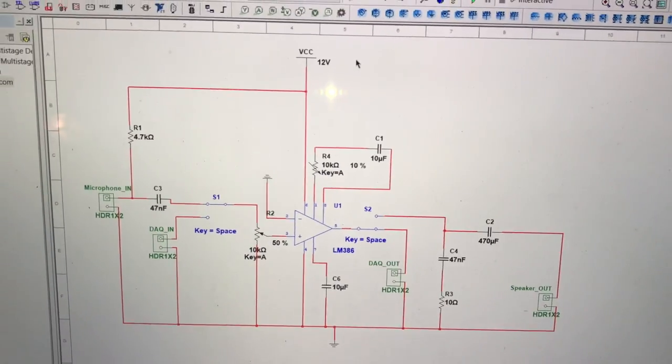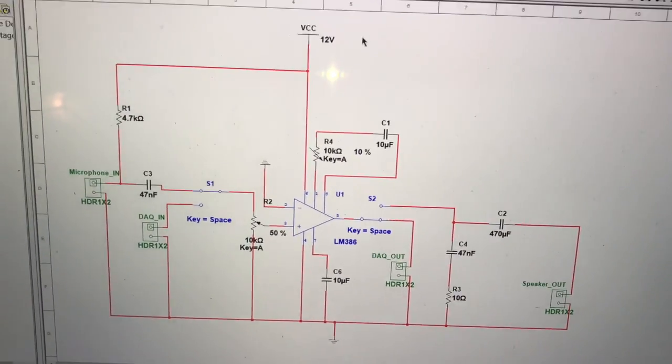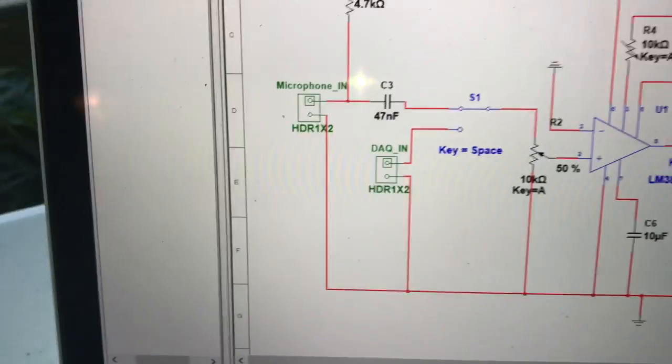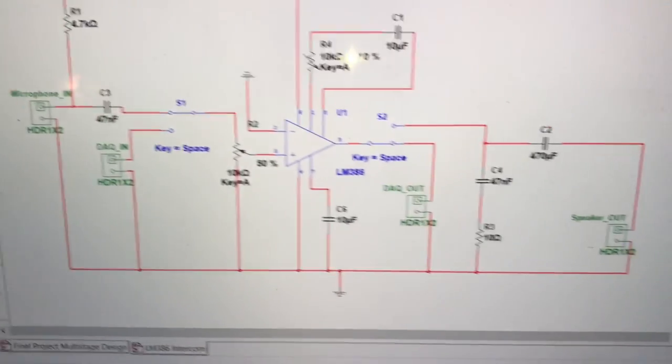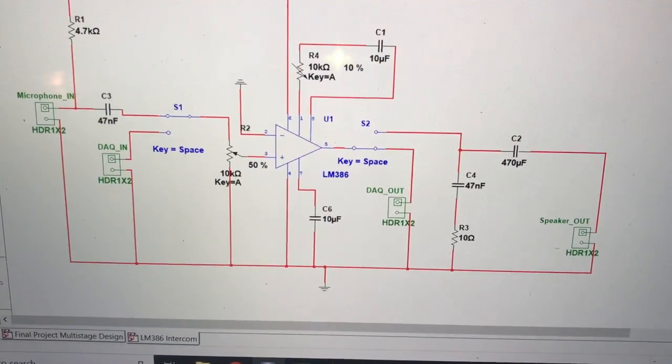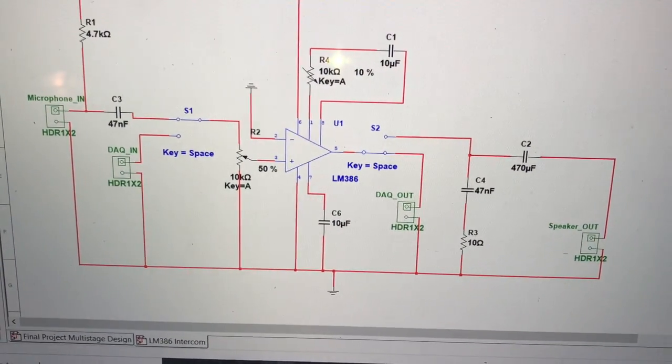This is our LM386 PA system circuit. As you can see, there's switching on the input and the output for DAC and microphone and speaker out.